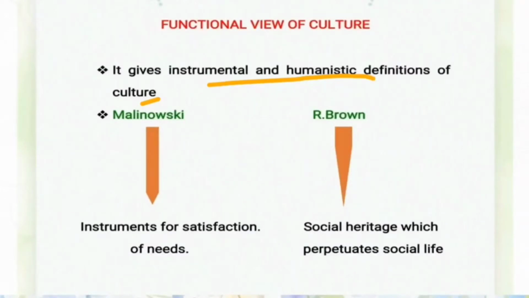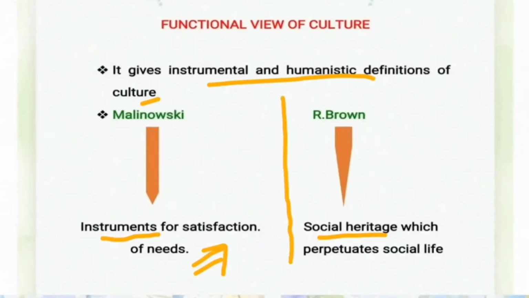According to Malinowski, culture functions to satisfy the needs of a person, and culture acts as an instrument for that. So culture is simply an instrument for satisfying the needs of a man in a society. And according to Radcliffe-Brown, culture is simply a social heritage with which we perpetuate our social life. So the two have a different take on the same topic. According to Malinowski, culture is an instrument to satisfy needs, and in Radcliffe-Brown's opinion, it's a social heritage to perpetuate our social life. That's it. So these are the functional views of culture.